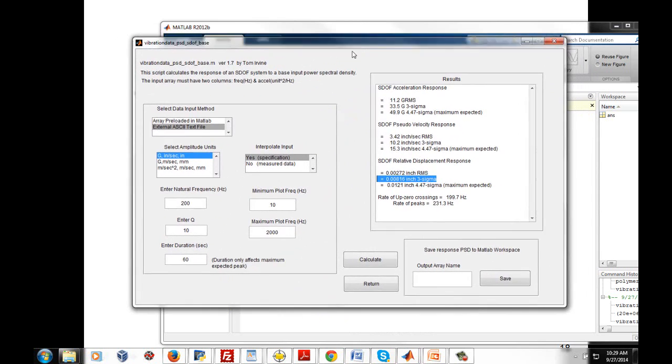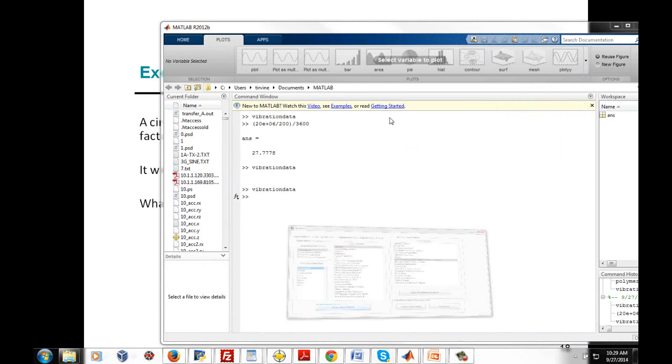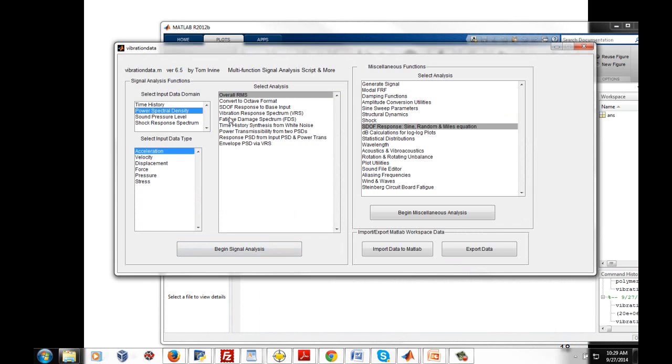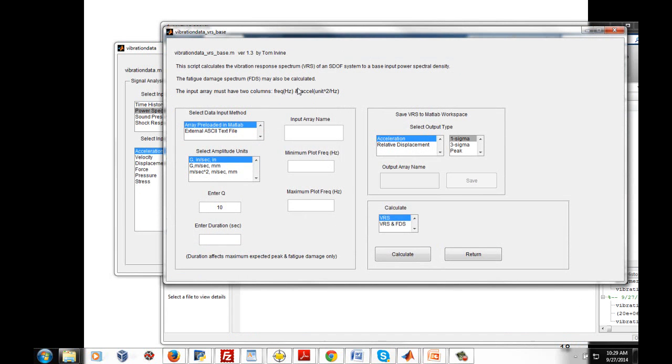Let's just do one other thing. So this is just kind of review exercises here. Let's do another review exercise. So let's go to vibration response spectrum under PSD. We've done this before. So this script calculates the vibration response spectrum, VRS, of a single degree of freedom system subjected to a base input power spectral density. We'll talk about fatigue damage spectrum in an upcoming webinar.